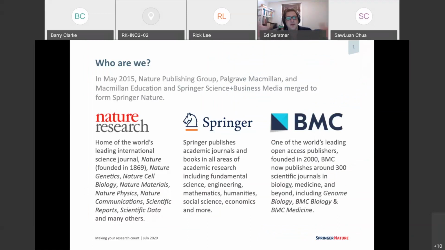Springer Nature was formed from the merger of Nature Publishing Group, Palgrave Macmillan, Macmillan Education, and Springer Science and Business Media in 2015, which had brought together many of the most significant publishing brands in science and scholarship. So Nature Research, you're probably aware of. We publish Nature and many sister journals, Nature Genetics, Nature Cell Biology, Scientific Reports, Scientific Data, and many others. Springer publishes both books and journals. They're a very well-esteemed journal publisher, and they publish across all the world's leading open access publishers. It's pioneered open access publishing since 2000. And again, it too publishes across many of the disciplines.